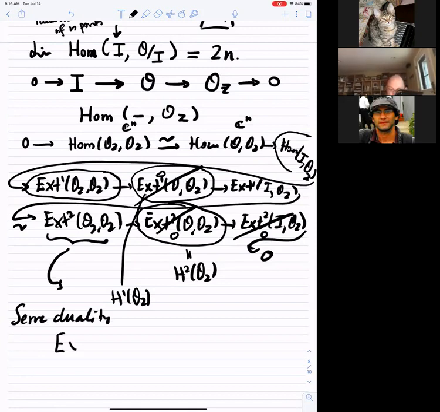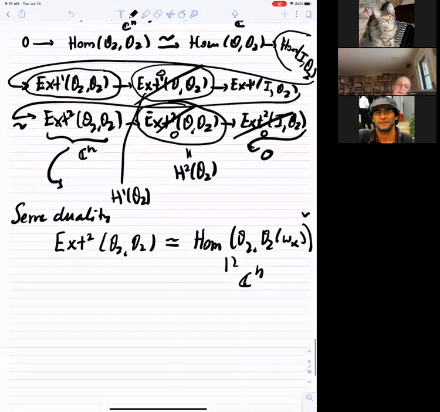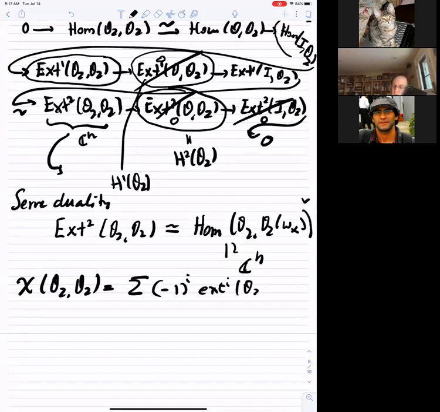We have Ext²(O_Z, O_Z) is the same as Hom(O_Z, O_Z ⊗ ω_X) dual. But this is zero dimensional, so this is the same as Hom(O_Z, O_Z) dual, so we know that this is also C^n, okay? All right, but we still need to understand this Ext¹(O_Z, O_Z), and then the final thing that you note is that the Euler characteristic of (O_Z, O_Z), which is written as the sum of (-1)^i Ext^i(O_Z, O_Z), is zero. Okay, again, this is not hard.